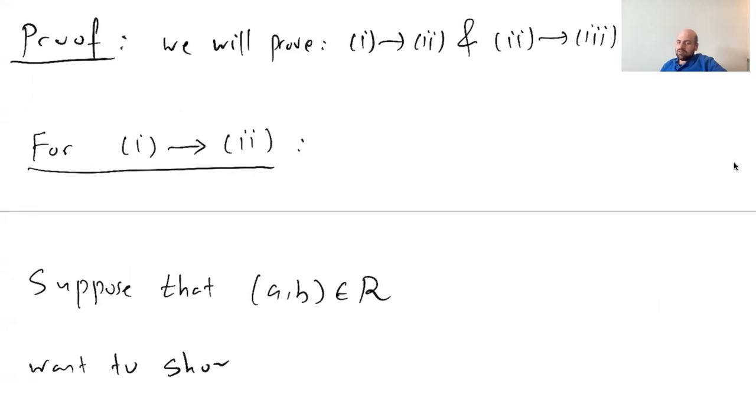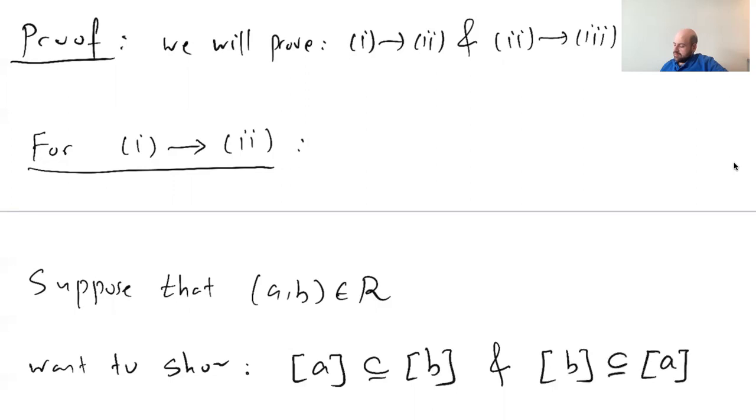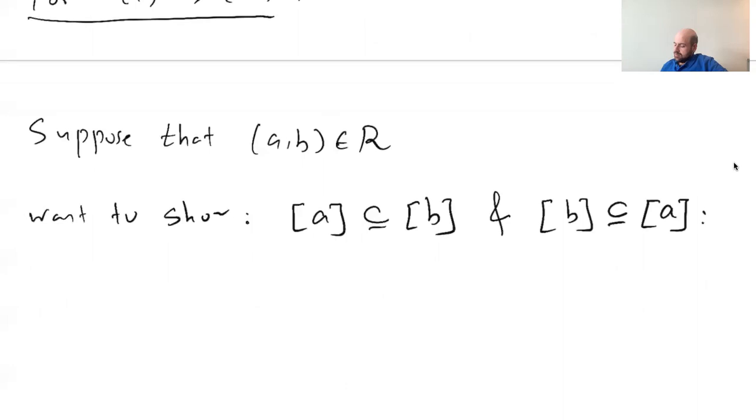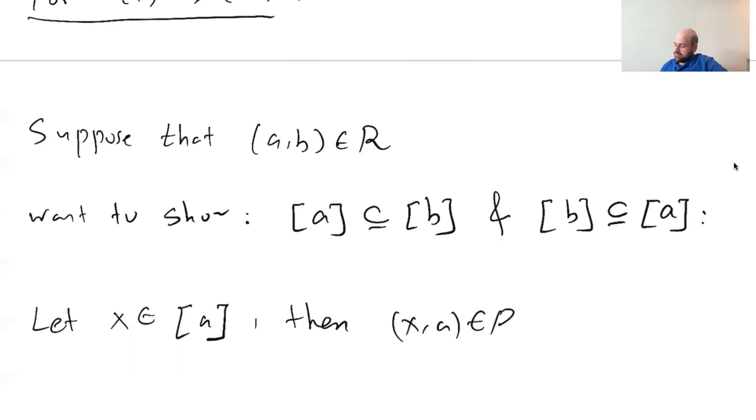But how can we show that? To show the equivalence class of A is equal to the equivalence class of B, we have to show the equivalence class of A is a subset of the equivalence class of B, and the equivalence class of B is a subset of the equivalence class of A. So for the first one, let me take X in the equivalence class of A. Then we can say that (X, A) is in R, right?